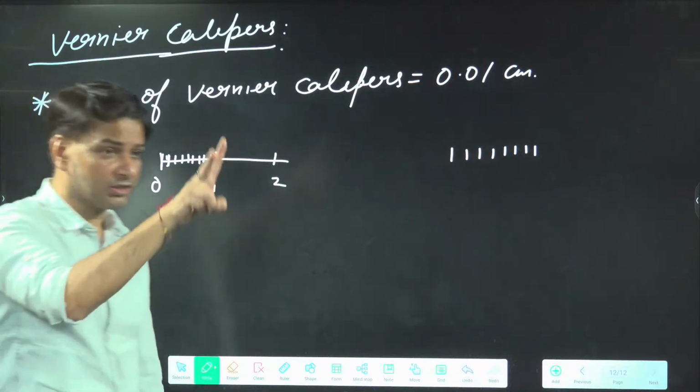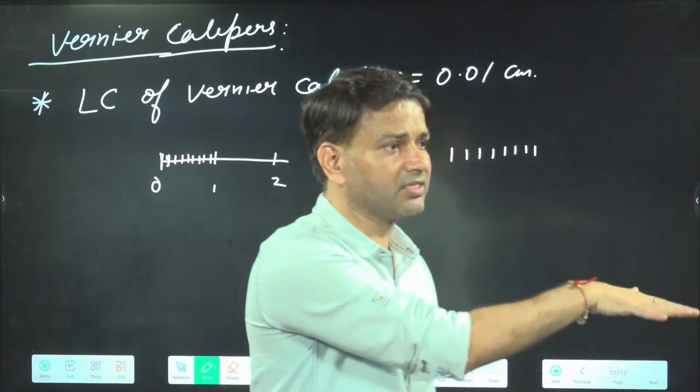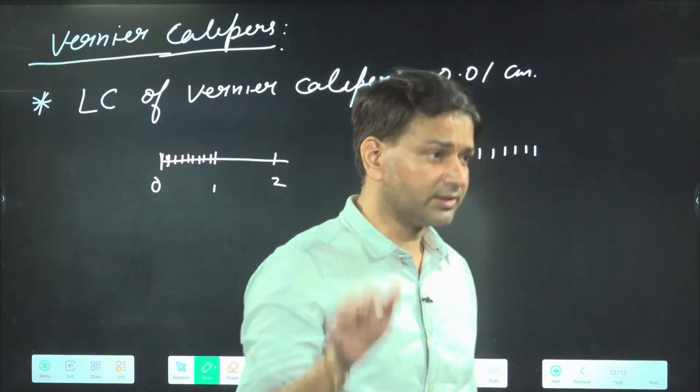So Vernier calipers have two scales. One is the main scale, and one is the Vernier scale. The main scale is the normal scale. It has a least count of 1 millimeter or 0.1 centimeter.